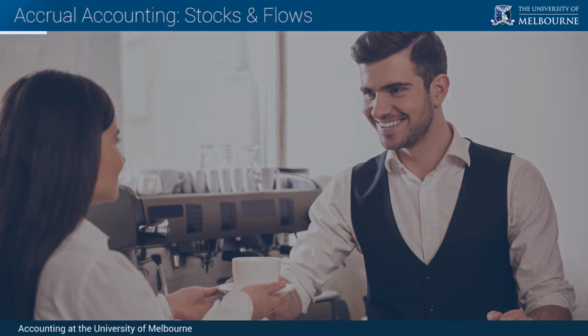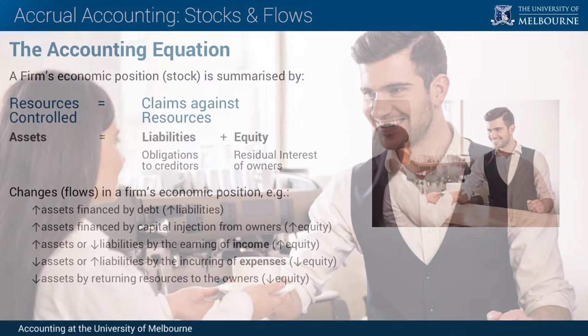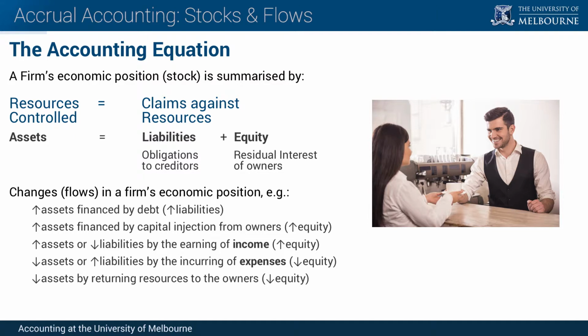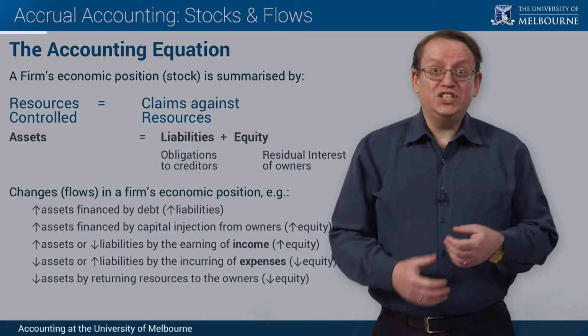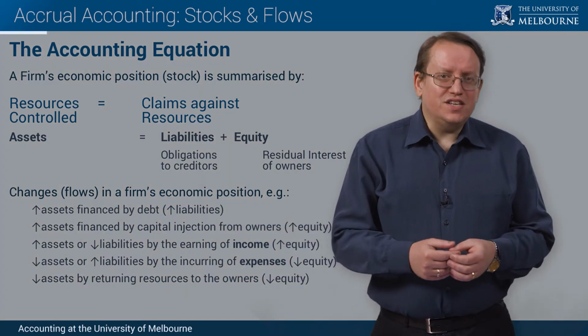Let's examine accrual accounting's description of the stocks and flows of economic resources in more depth. Since economic resources have to come from somewhere, we can see that the stock of resources controlled by a business has to be matched by a stock of claims against those resources. We call the resources controlled assets. Two types of parties make claims against the resources of the business: creditors and owners. Creditors are those owed economic resources by the business, and their claims are called liabilities. To the extent that the resources controlled, the assets, are greater than the claims by the creditors, the liabilities, the owners have a residual claim, which is called equity. Flows are represented as changes in assets, liabilities, and equity, with the changes in equity being further broken down into income and expenses. This relationship between assets, liabilities, and equity is the accounting equation.